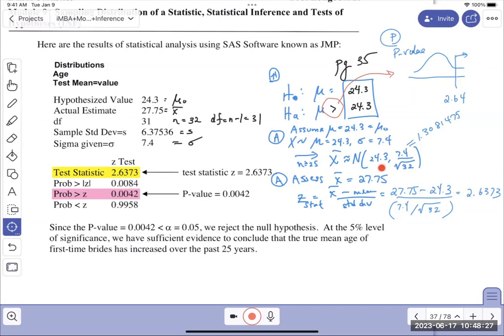So is 27.75 greater than 24.3? It looks like it, but is it significantly greater? That's the issue. That's what we're trying to determine. So I plot my z-stat. Always plot your z-stat or your test statistic.